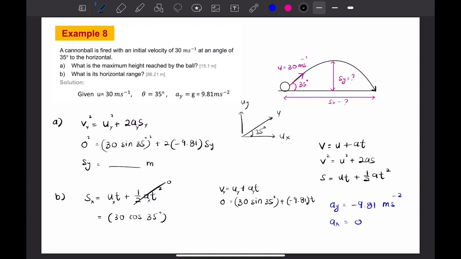So from this, you can find the time for the first half of the projectile motion. To find the time taken for the whole journey, you need to multiply by 2. So 2t is equal to 2 times the answer that you get from the top. Okay, so you get the time in seconds, and you substitute the value into the sx equation, and then you get the answer in the unit of meters. That's it.